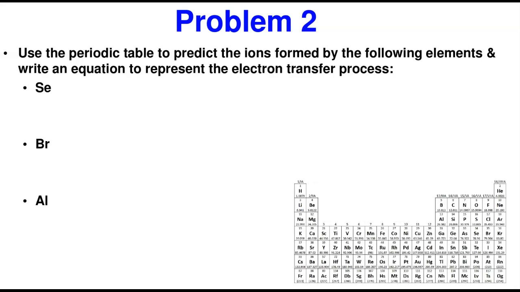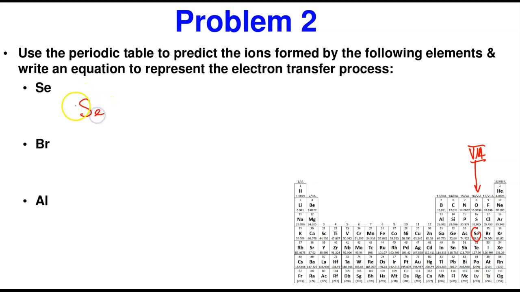Selenium, again, let's look at it. Selenium is found here, and this is group 6A. Group 6A will have to accept only 2 electrons to look like krypton. So what is it going to be? 2 electrons. So we're going to write the electronic configuration.